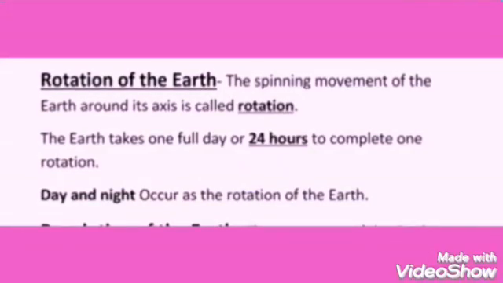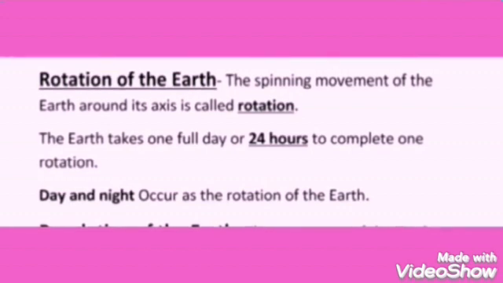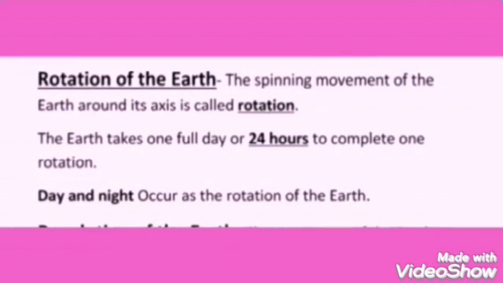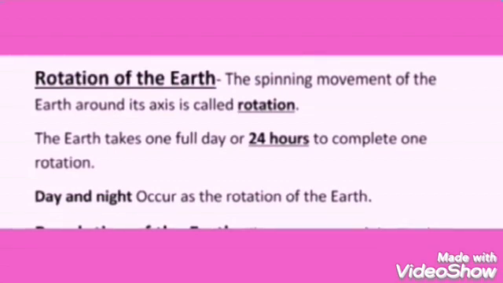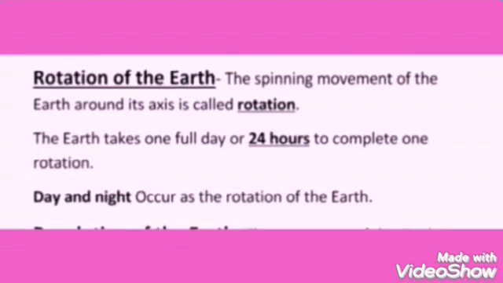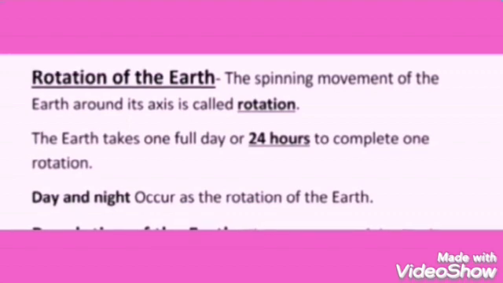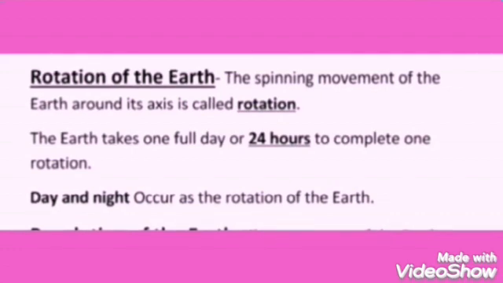Children, now rotation of the earth. Do you know that the earth spins around the sun on its axis? Children, like a top, the earth also spins on its axis. So the spinning movement of the earth around its axis is called rotation. The earth takes one full day, which means 24 hours, to complete one rotation. The earth rotates on its axis from west to east.